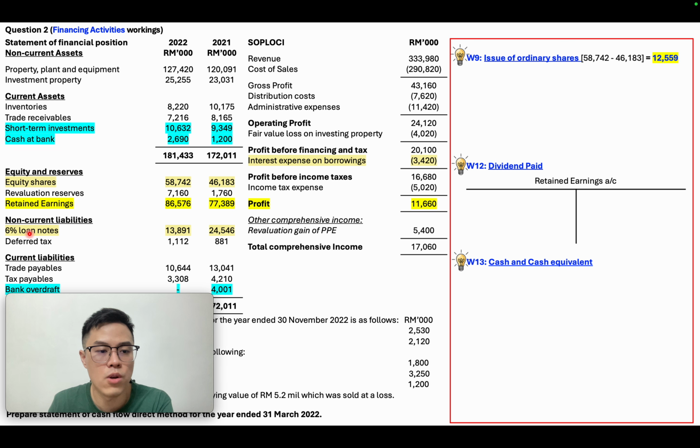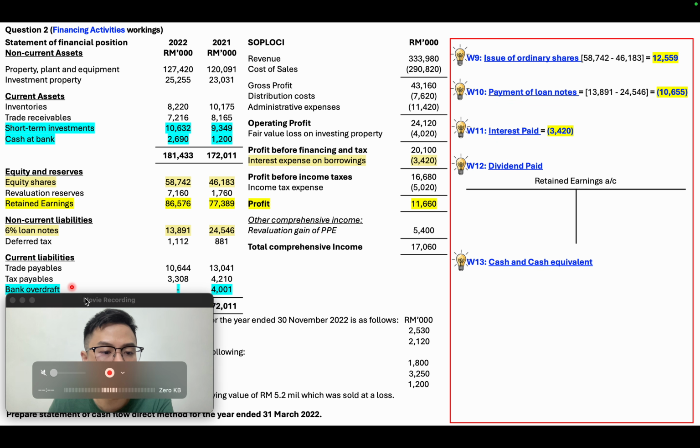Let's look at our loan. Loan is reduced. Reduced meant repayment. So you need to take note of the wording that you use, repay. So you borrow money, you need to pay money. In this case, it's pay money, because reduce. So reduce by 10,655. And working 11, interest paid.